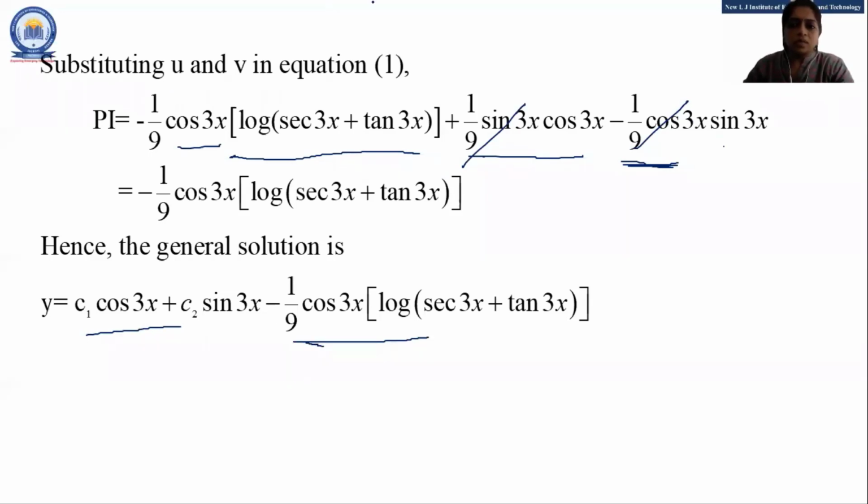Students, any doubt about this example? Any doubts, students? Okay.